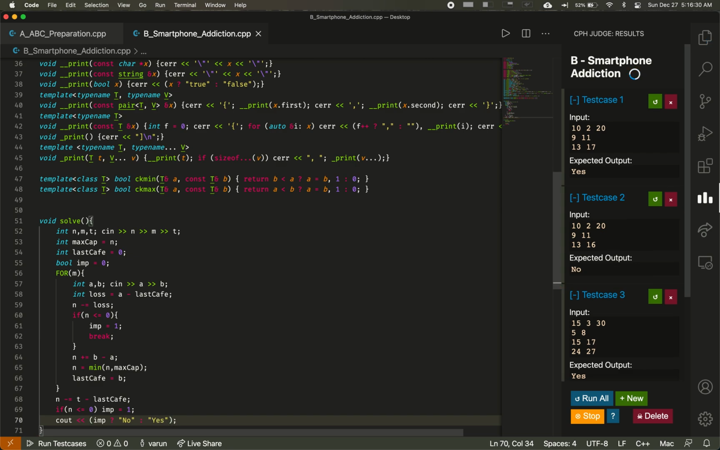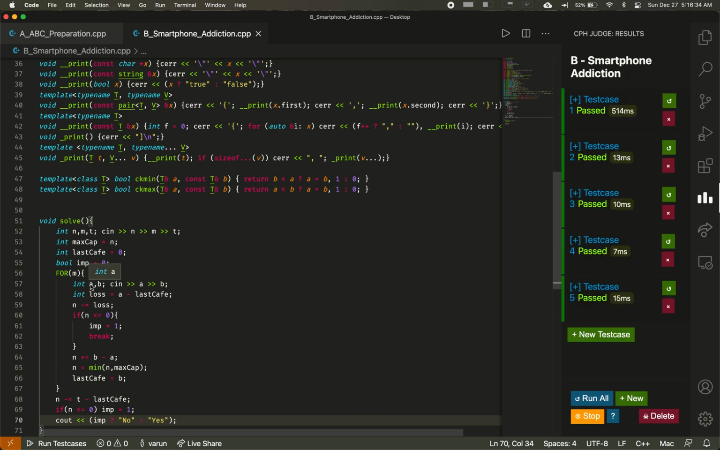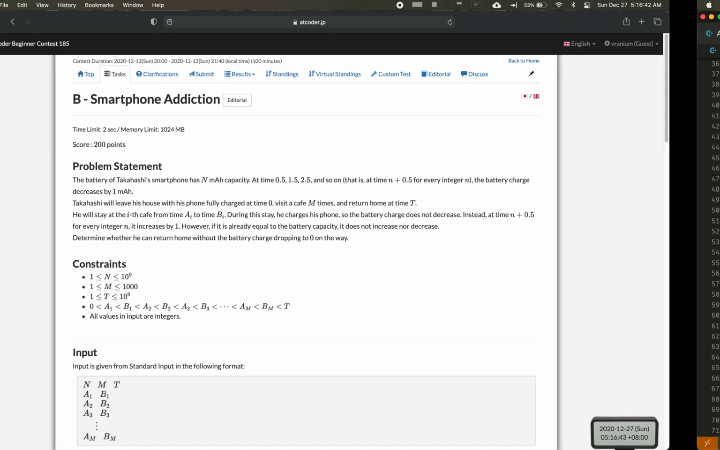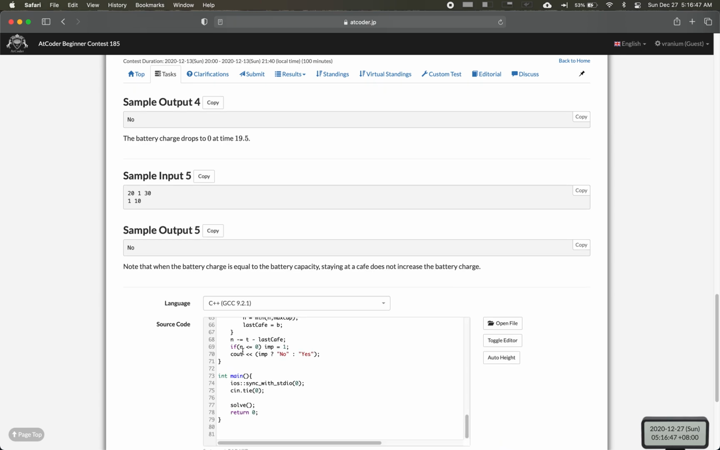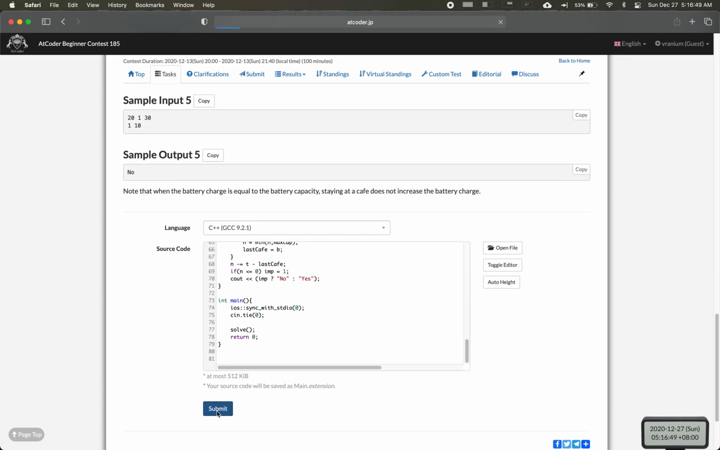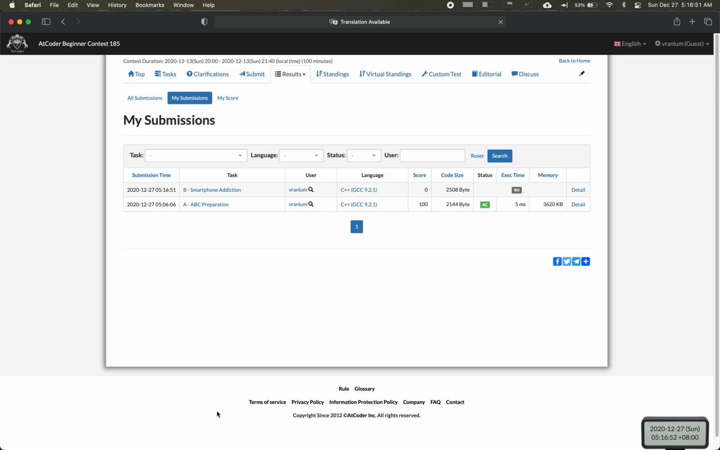So we just have to break this down into steps. The first thing is we have to visit every cafe, and then once we visit the cafe, we have to go back home. So that's why we have to do this last part. And voila.